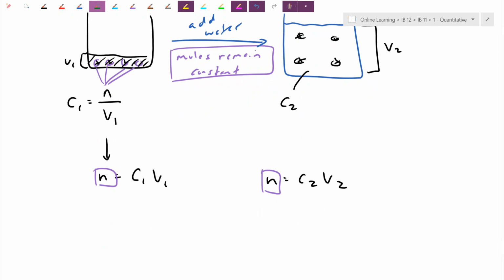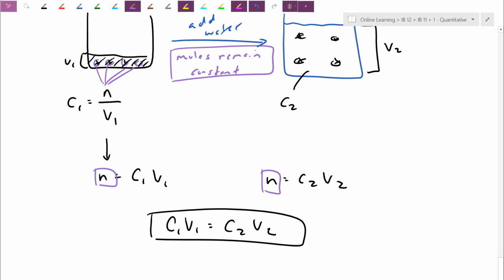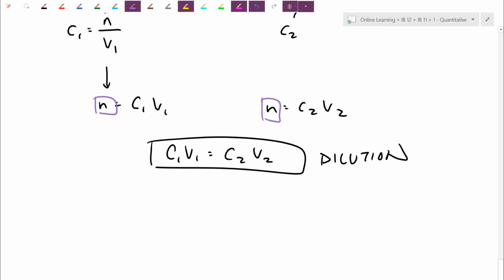For a dilution, you can actually set this up here: C1V1 equals C2V2. So this is going to be our standard dilution formula. I only want you to use this formula for a dilution or a mixing question that we'll see upcoming. So this basically says if I had 4 X's before, I still have 4 X's afterwards.